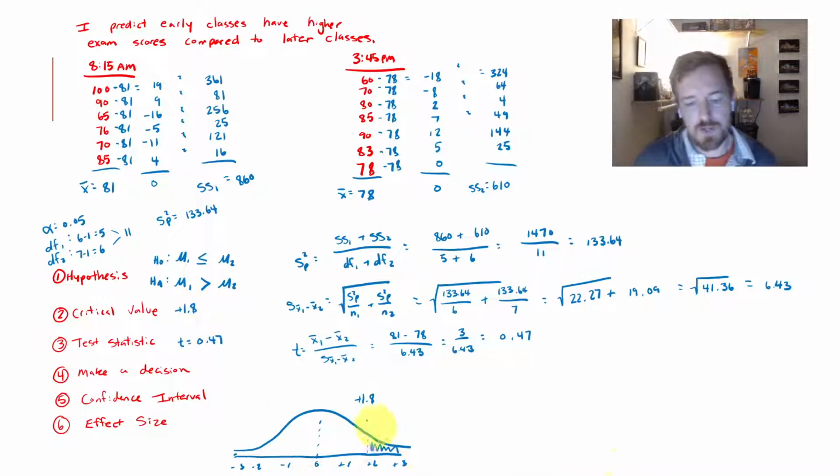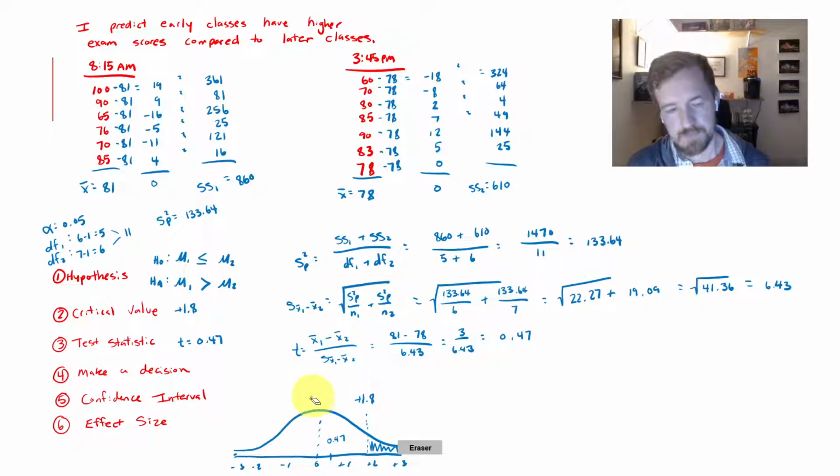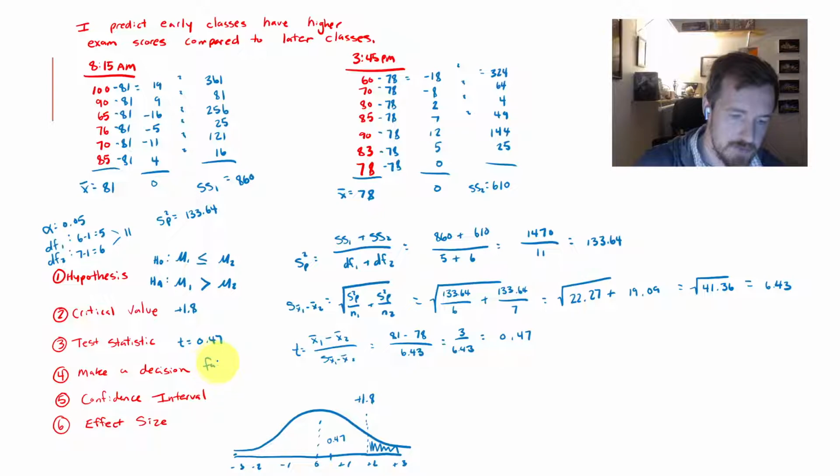All right, so where does 0.47 fit in here? That is going to land right here. In other words, we fail to reject the null. So when we make our decision, we're going to say that we fail to reject.